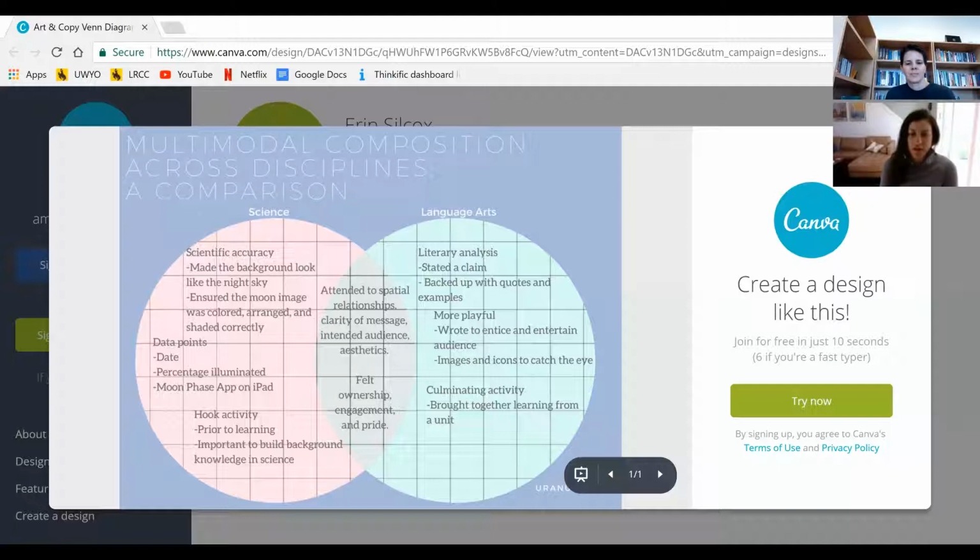For language arts, it was classic literary analysis, stating a claim, backing it up with quotes and examples, making sure to cite the sources. I found that in the language arts project, I could be a lot more playful. I wrote for my audience. It's meant to entice and entertain. It's catchy, so it's quite artistic actually, compared to the more cut and dry moon phase image. And then it is designed to be an end of the unit sort of culminating activity.